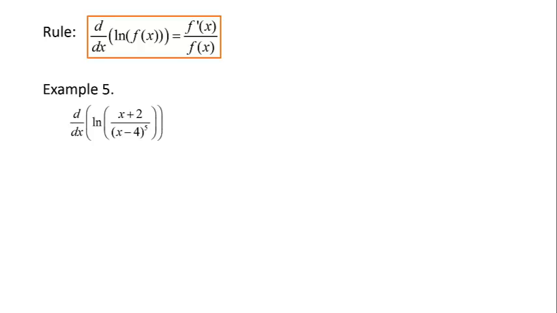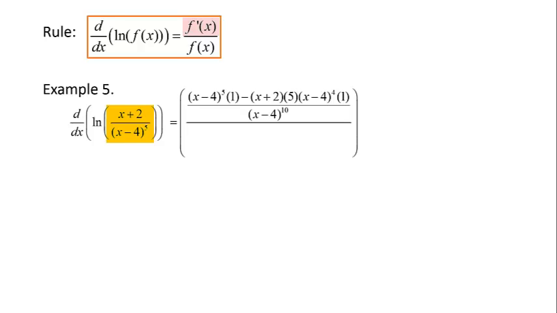Here's a more complicated example. Suppose we want the derivative of the natural log of x plus 2 divided by x minus 4 to the 5th power. Now, in order to compute the derivative of the inside, the f prime piece, we will need the quotient rule. So we have the bottom, x minus 4 to the 5th, times the derivative of the top, which is 1, minus the top, x plus 2, times the derivative of the bottom, which is 5 times x minus 4 to the 4th power, times the derivative of that inside function, which is just 1, all divided by the bottom squared, which is x minus 4 to the 10th.